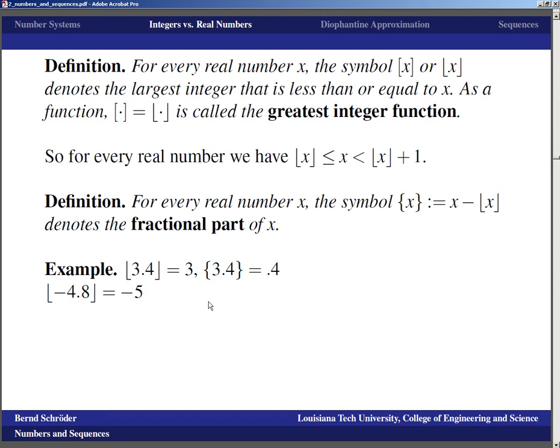We have to be a bit careful because the greatest integer below negative 4.8 is negative 5, right? Because on the negative axis, we still have to go to the left, and the absolute values get larger. And that also means that the fractional part of negative 4.8 actually is 0.2. Not 4.2, 0.2 for goodness' sake.